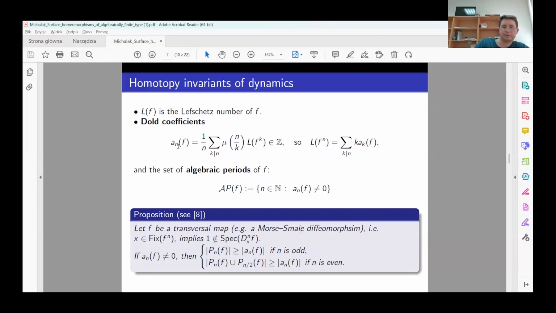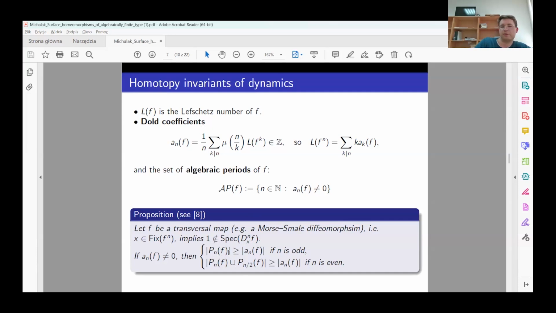This formula is just the Möbius inversion formula for this equality. And for such a sequence of Dold coefficients of a map, we can define the support of this sequence. These are called algebraic periods. And from algebraic periods, or from Dold coefficients, we can estimate the number of periodic points. Here Pn of f is the number of periodic points of minimal period n.